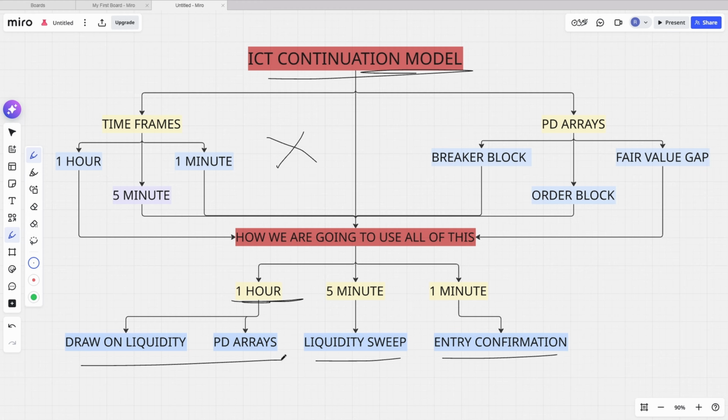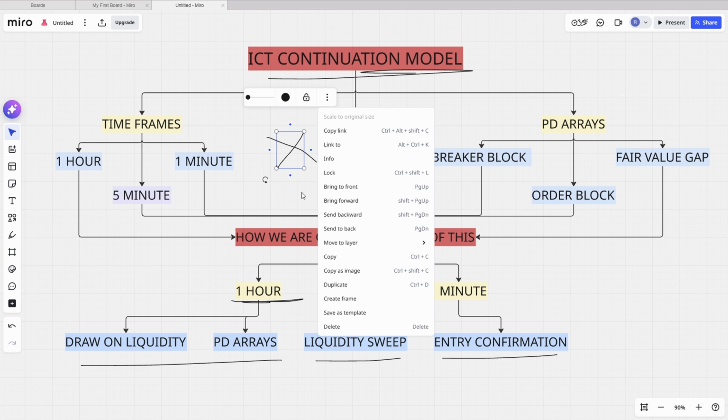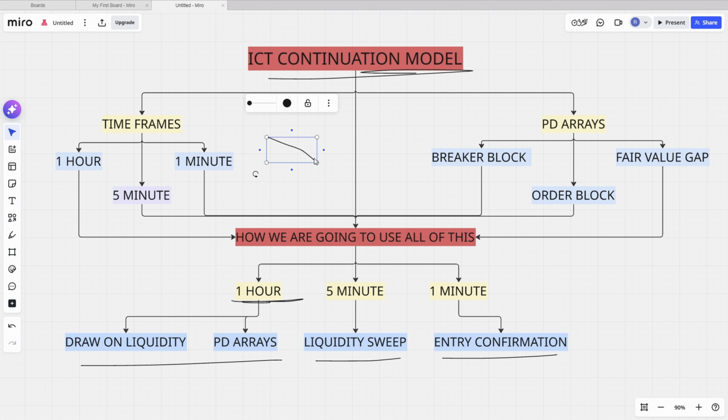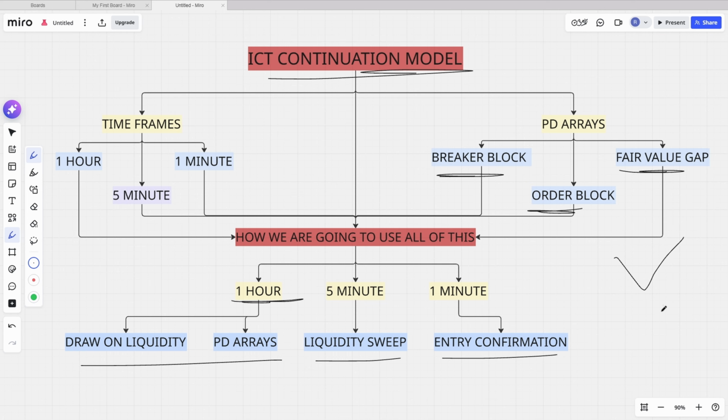In addition to time frames, this model relies on specific price delivery arrays. The primary price delivery arrays used in this model are breaker blocks, order blocks, and fair value gaps. While other price delivery arrays exist and may be referenced, the main focus remains on these 3. This ensures consistency in analysis and avoids unnecessary complexity. The next step is understanding how these tools are applied together.